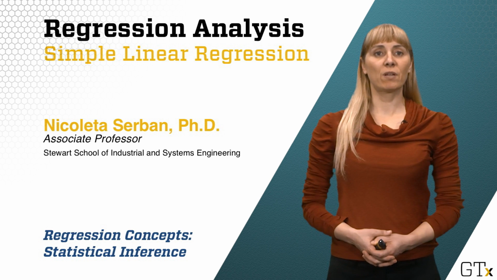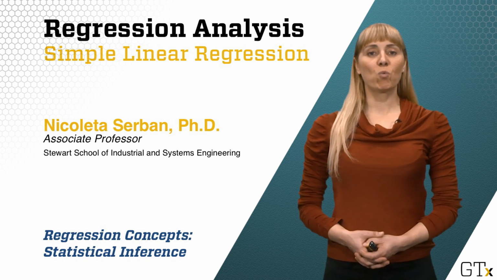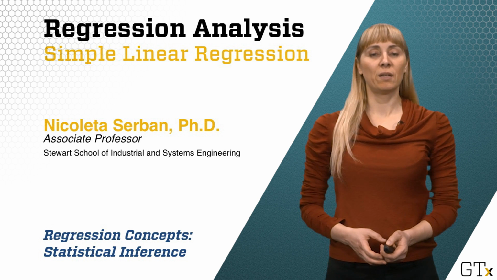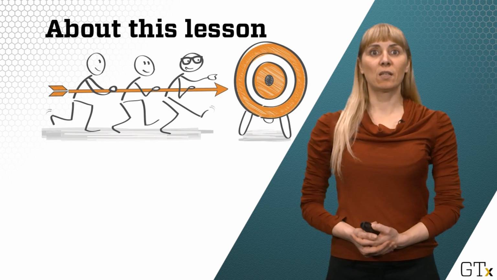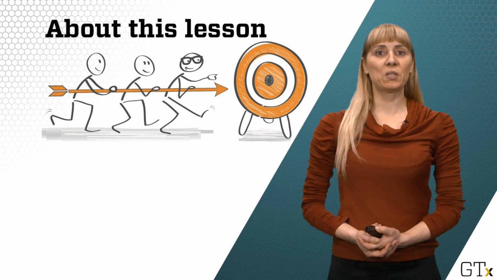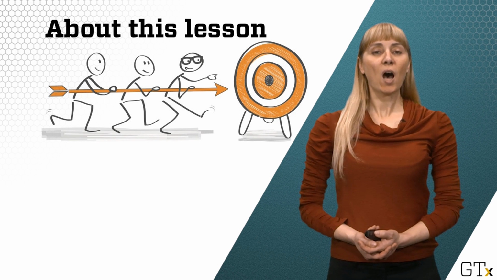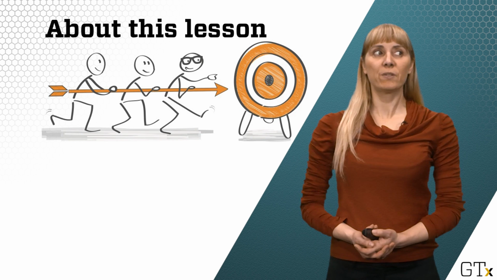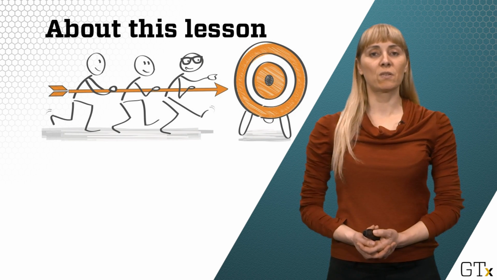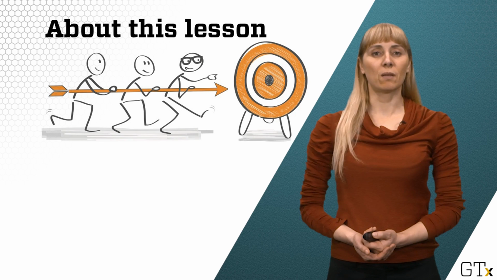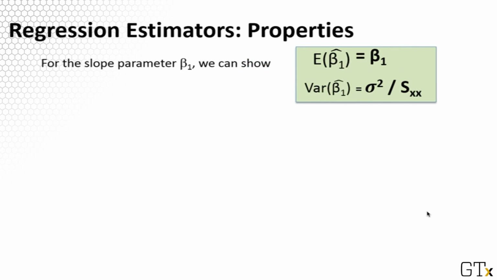The topic covered is simple linear regression, and we've moved from estimation to statistical inference. In this lesson, we'll learn about statistical properties of the estimated coefficients, and we'll learn how to use the statistical properties in making inferences such as confidence intervals and hypothesis testing. We'll begin with deriving the statistical properties of the estimator for beta 1.